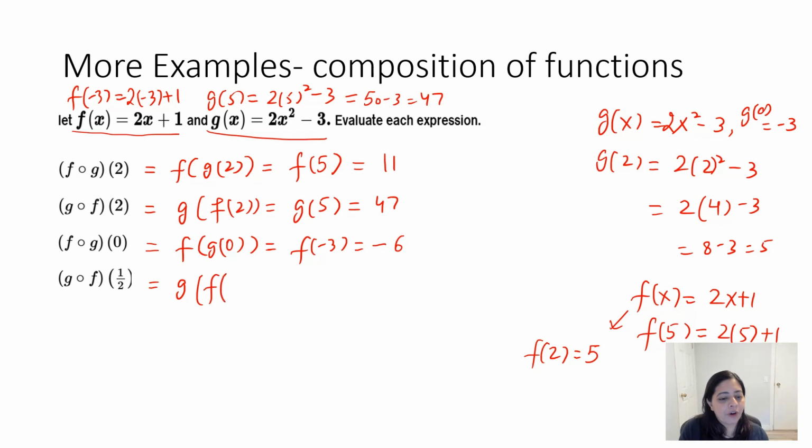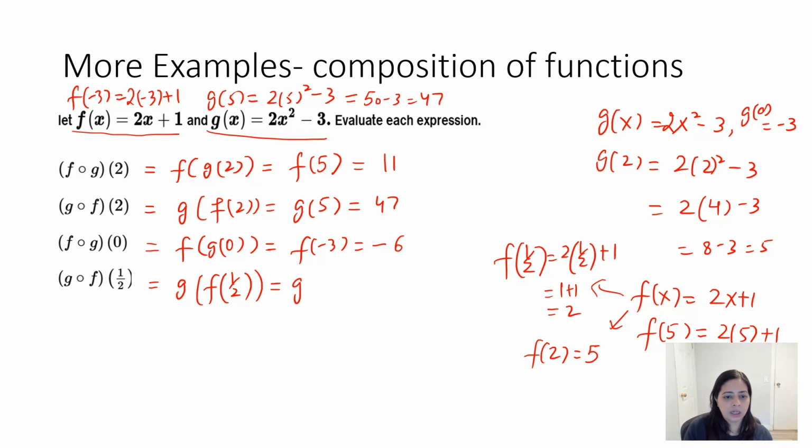g of f at 1 over 2. So let's first compute f of half. This is the definition of f(x). f of half is 2 times 1 half plus 1. 1 plus 1 equals 2. And now you find g of 2. g of 2 is something you already found in the beginning, 5. So these are all the answers of these 4 different questions. With this, you can practice more questions in the textbook. These are very easy, evaluating composition functions at a specified point.